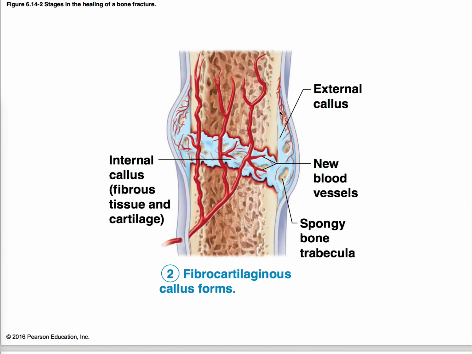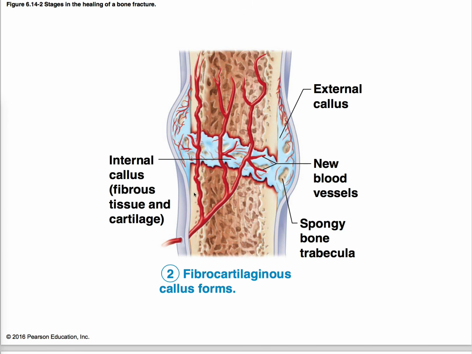So in this drawing, you can see what's happened is that where the hematoma was, you've had these blood vessels starting to grow in. They start to clean up the clot that was there, and you can now see the external callus and internal callus. So over here also you see the blood vessels have been repaired.